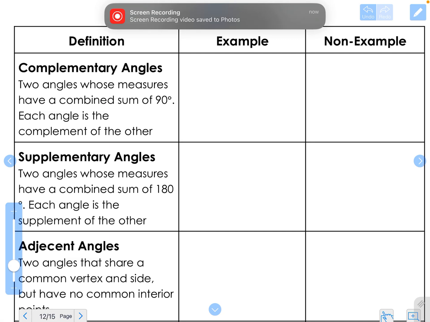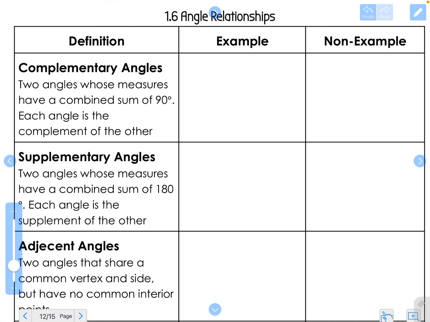Welcome to Coach Taylor's class notes. Today we're going to talk about angle relationships. These angle relationships are going to be the key and the basis of everything that we do this year, and we're going to be looking at these relationships in every unit for the rest of the year. So the first one that we're going to look at is complementary angles.